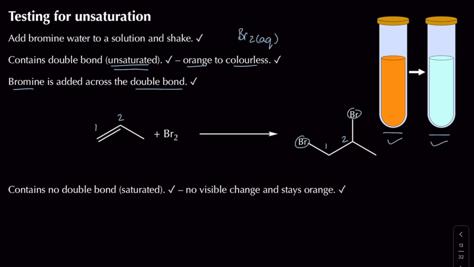Now, what about if I didn't have, let's say, an unsaturated compound? What about if I had a saturated compound? Or what about if I had no double bond actually present? Well, we would see no visible change, but we also need to mention that the solution is going to stay orange itself. So, of course, the bromine is still going to be aqueous. It's not going to be added to make the actual haloalkane.